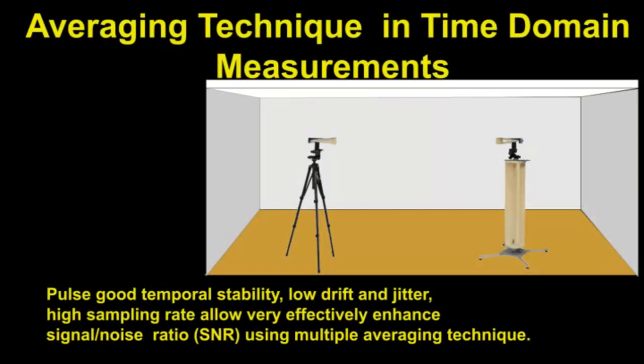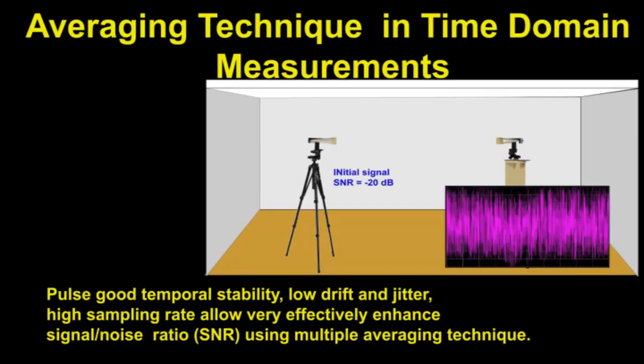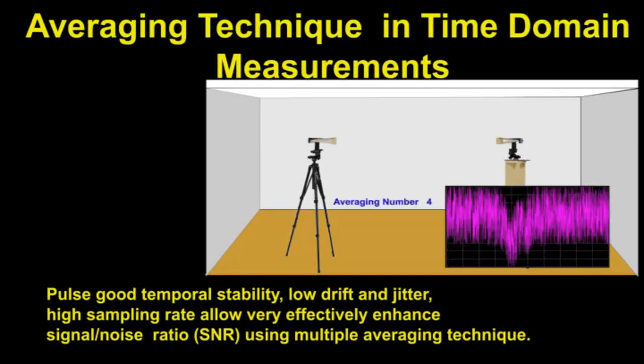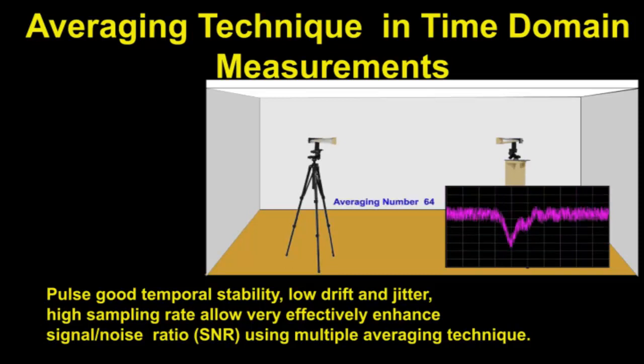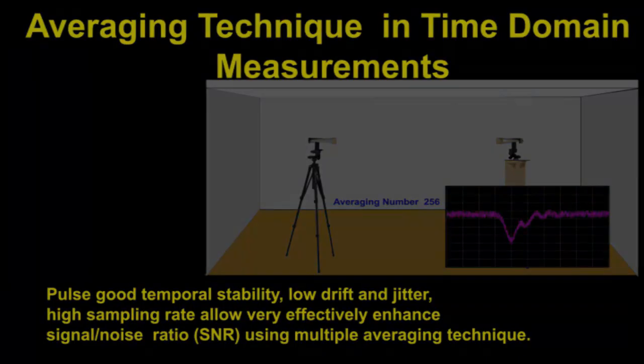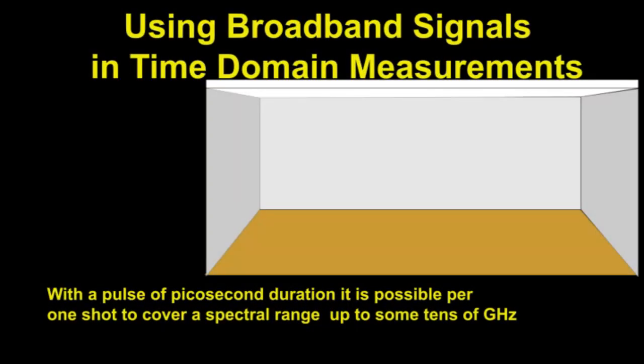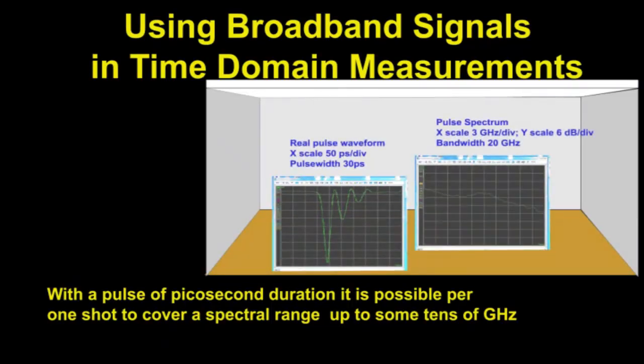The pulse has good temporal stability, low drift and jitter. A high sampling rate allows very effectively enhancing the signal to noise ratio (SNR) using the multiple averaging technique. With a pulse of picosecond duration, it is possible in one shot to cover a spectral range up to some tens of GHz.